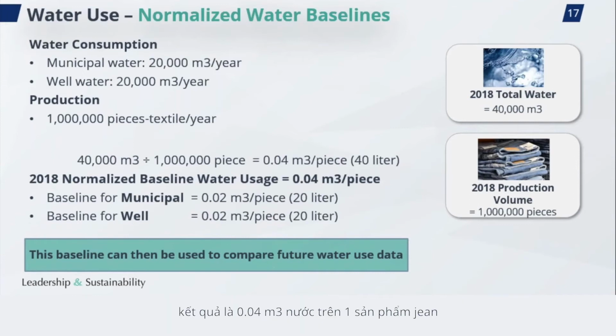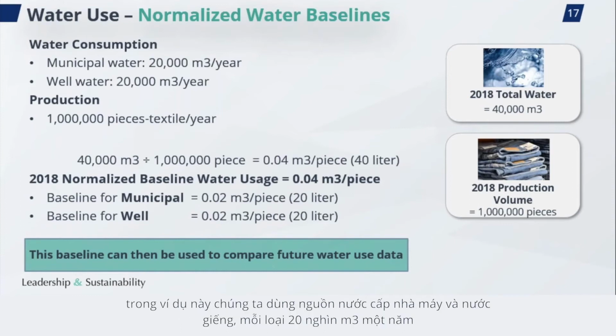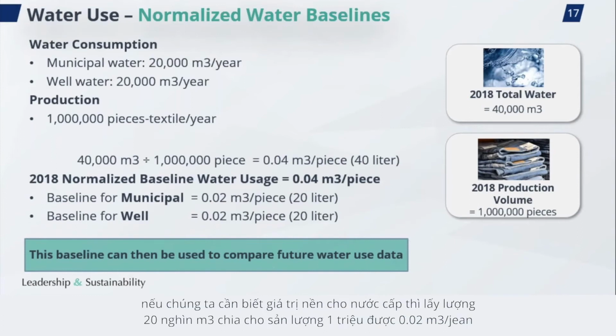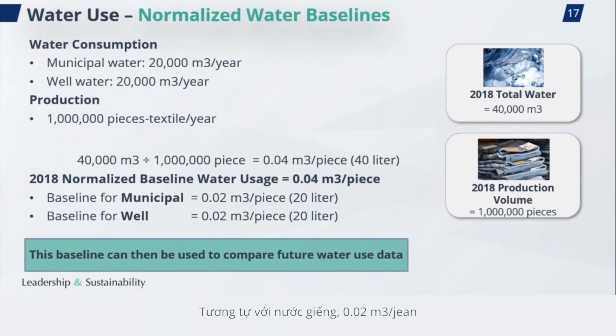In this case, we were using not only municipal water, we were using also well water. And for each of them, we were using 20,000 cubic meters. So for the total baseline, we have 0.04. If we want to calculate the baseline also for the municipal water, then it's 0.02. It's the 20,000 divided by 1 million. And for the well water, it's the same, 0.02. And this is the baseline that you will be using moving forward, perhaps for a few years until you take a new baseline.